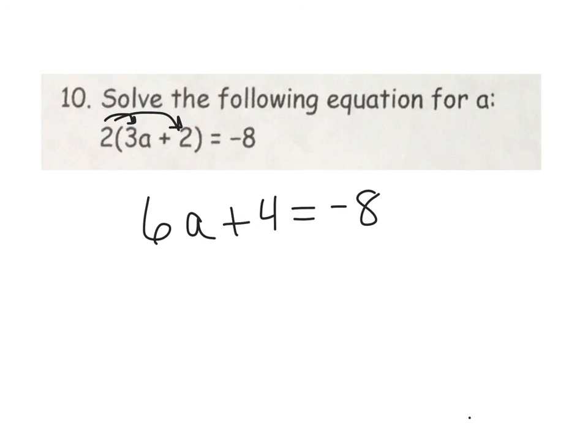And then number 10, solve the following equation for A. So we have to distribute that first. 2 times 3a would give me 6a, which I've written for you. And 2 times 2 will give me plus 4. So just solve for A. And that's it.